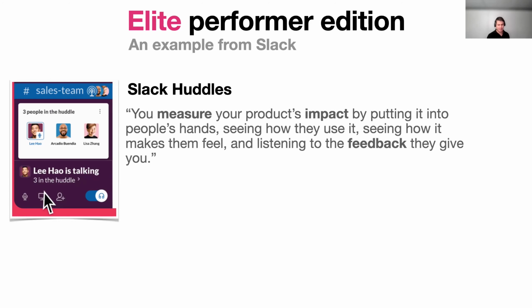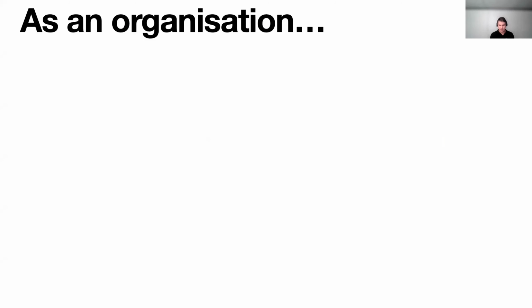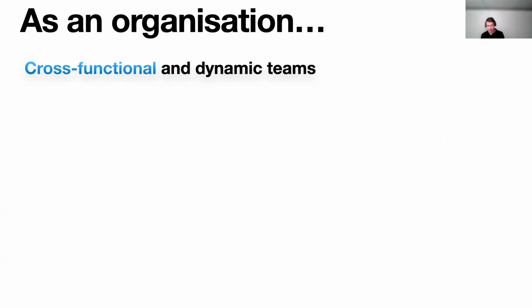So you may be asking yourself, well, how can my organization be faster? How can I at least get my organization a little bit closer to this kind of process or this kind of work? Well, you can do several things. I will mention some of the things you can do as an organization or as a developer. Of course, the list is not complete, but as an organization, what you can do is, well, cross-functional and dynamic teams.